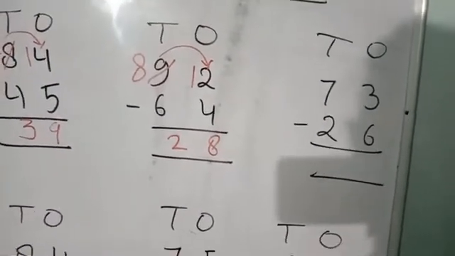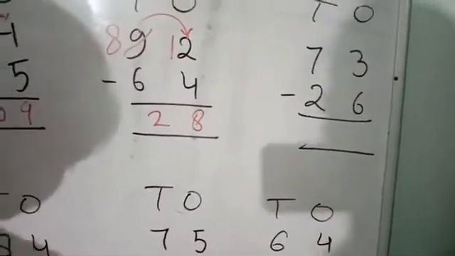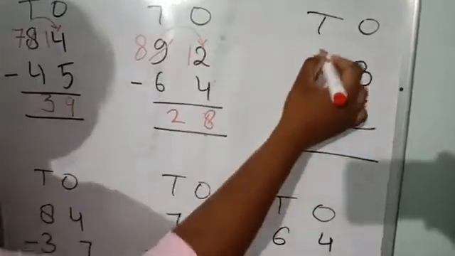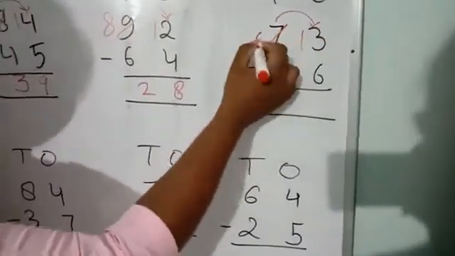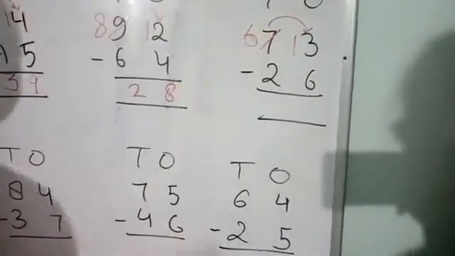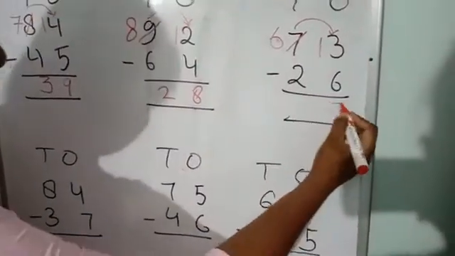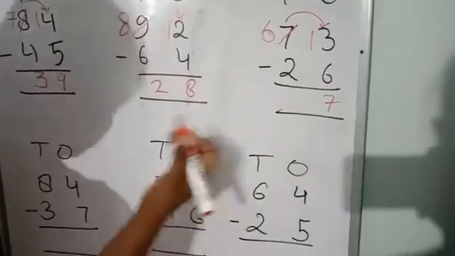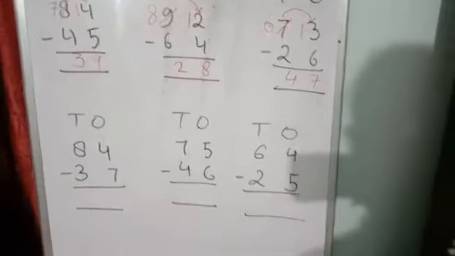Okay. Next one. 3 minus 6. So what will we do? We will borrow from 7. It becomes 13 and 7 will become 6. Okay. Now 13 minus 6, 7. 6 minus 2, 4. So in total we are getting 47.